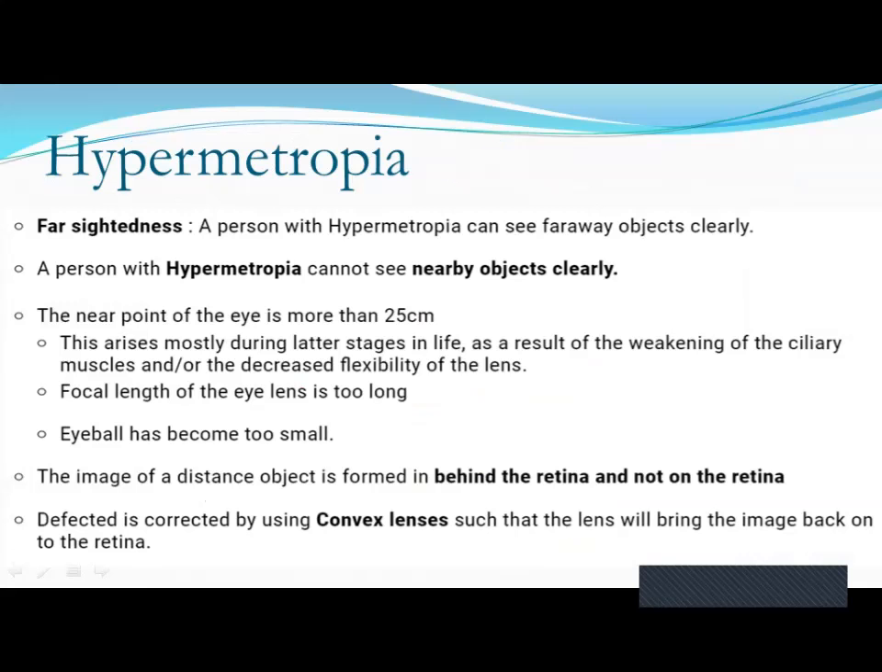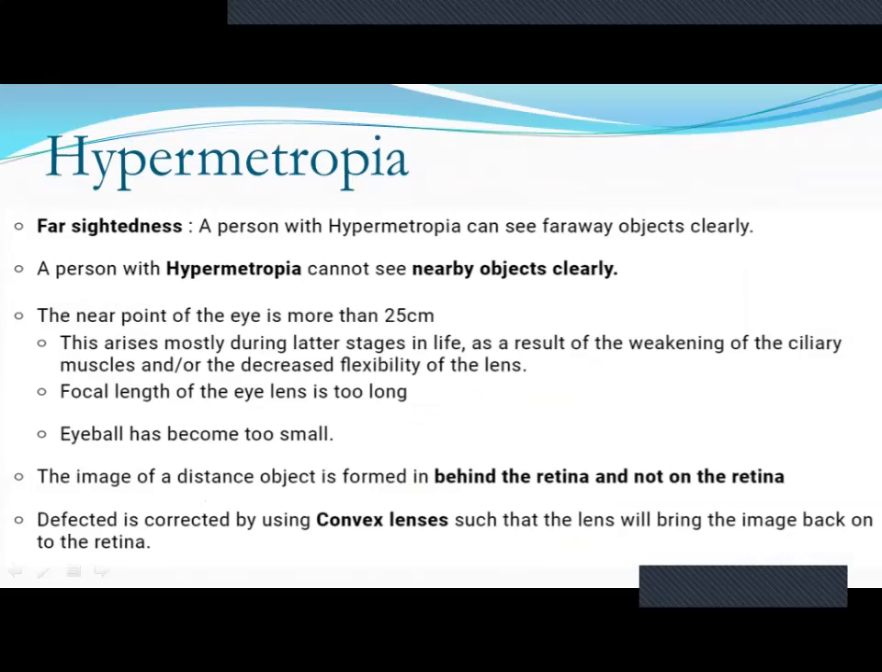Okay. The next one is hypermetropia. Hypermetropia is nothing but farsightedness. We have already seen this word is long. So long means it is long-sightedness or farsightedness that we can consider. Okay, a person with hypermetropia can see far away objects clearly. Far away objects clearly. And a person with hypermetropia cannot see nearby objects easily. He finds it difficult to see nearby objects.